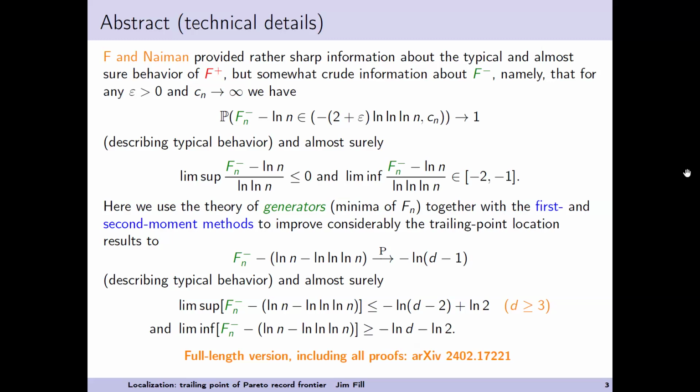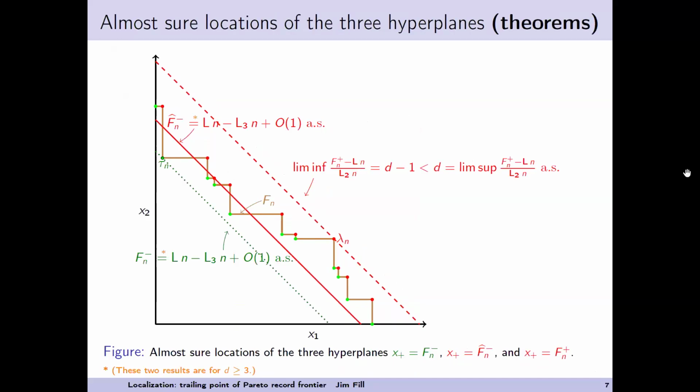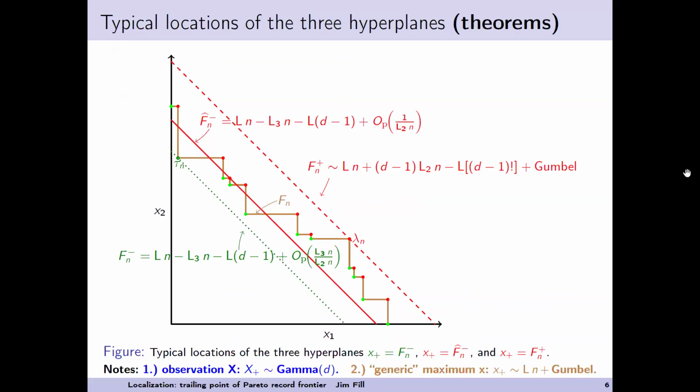But the problem is that the bounds we get on various probabilities aren't good enough for even a mildly sophisticated use of the first Borel-Cantelli lemma to get us what we want in that case. So we really don't know about the almost sure behavior of Fn minus when d is equal to 2. That's still open. But as far as the typical behavior, let me concentrate on this for the talk.